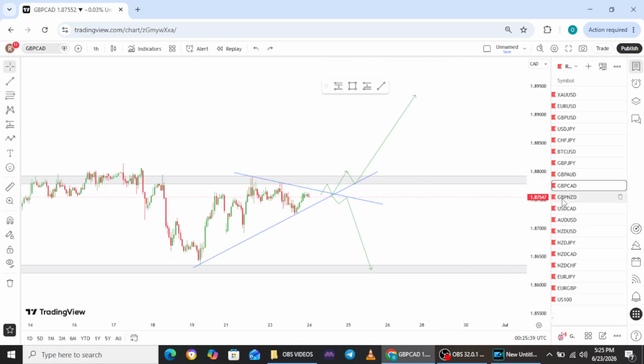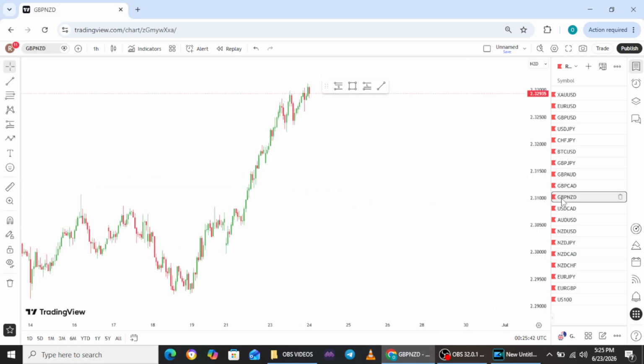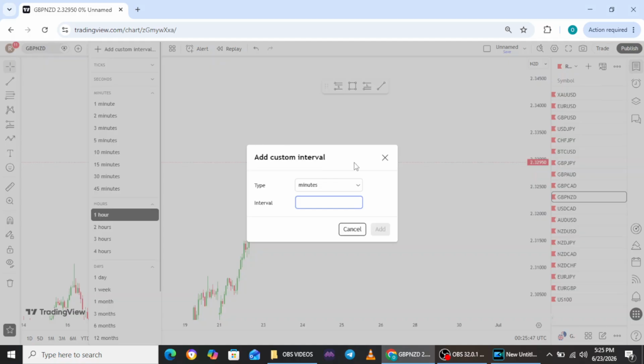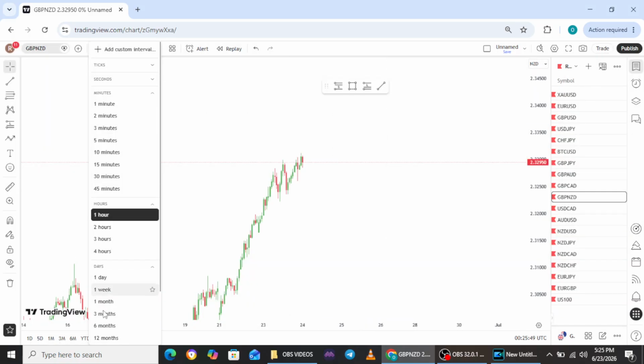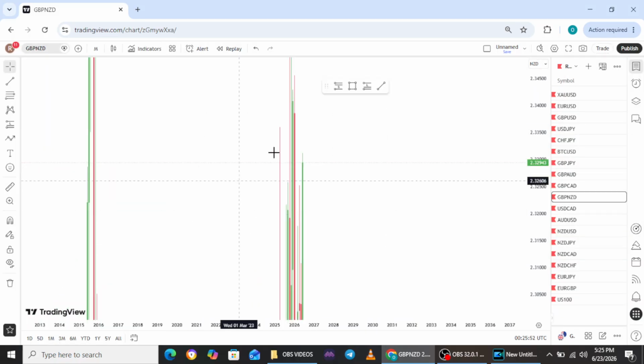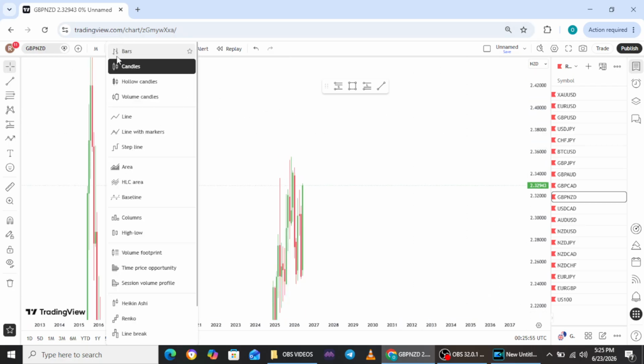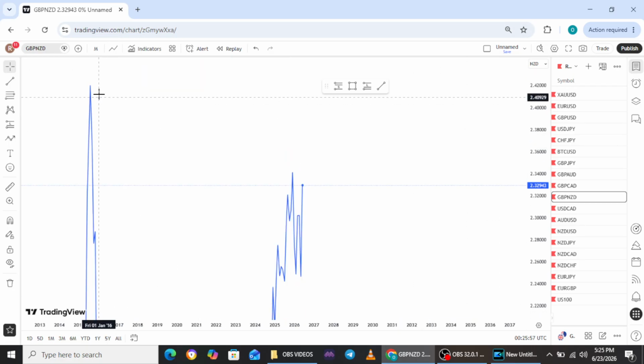And let's go to GBP New Zealand dollar and see what we can do with the pair. Now we repeat the same thing. Monthly time frame, line chart. Okay, get the structure.